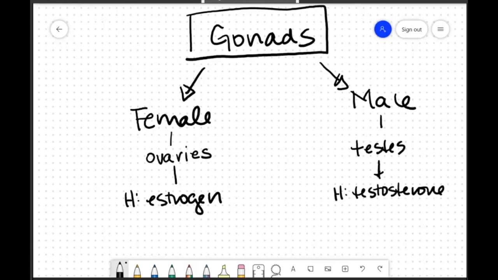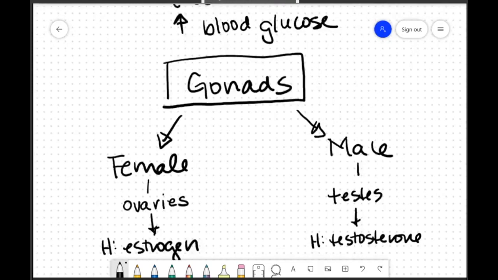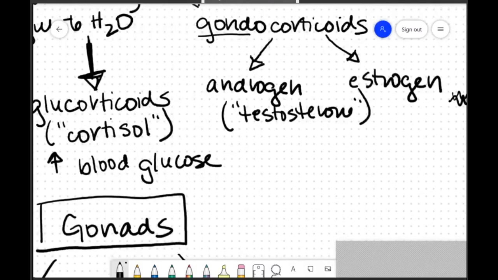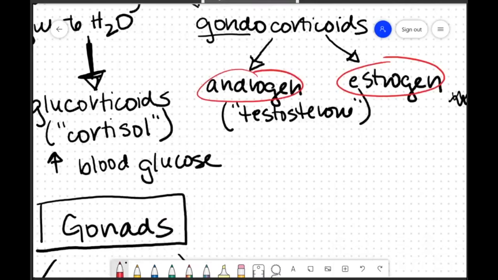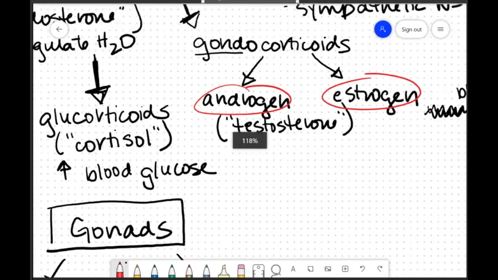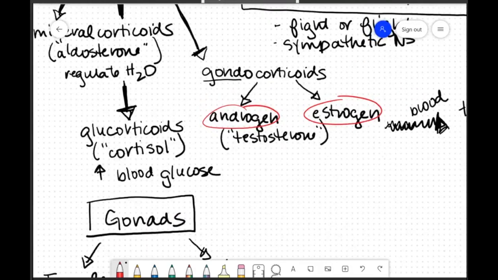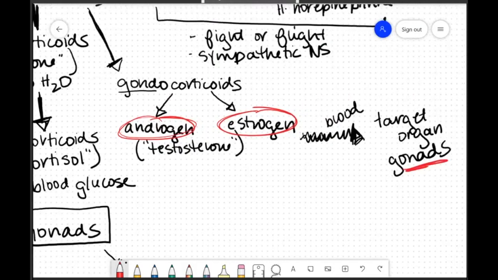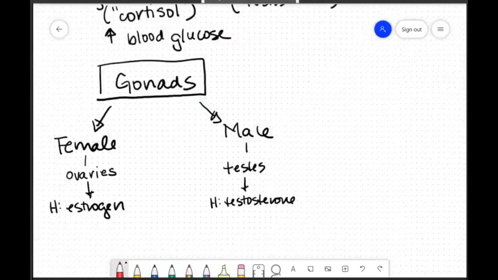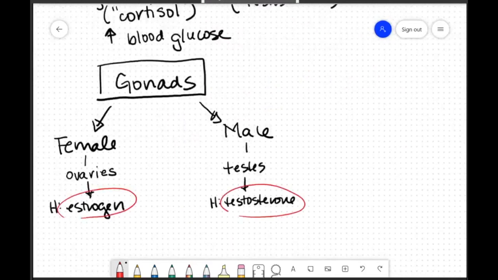So yes, estrogen and testosterone are produced by the gonads, but estrogen and testosterone are also produced up here by the adrenal cortex. So they are actually going to be produced in two different endocrine structures. The ones produced in the adrenal gland will travel through the blood and act on the gonads, whereas your gonads will still produce their own estrogen and testosterone. So it's kind of a double whammy of the androgens that you get.